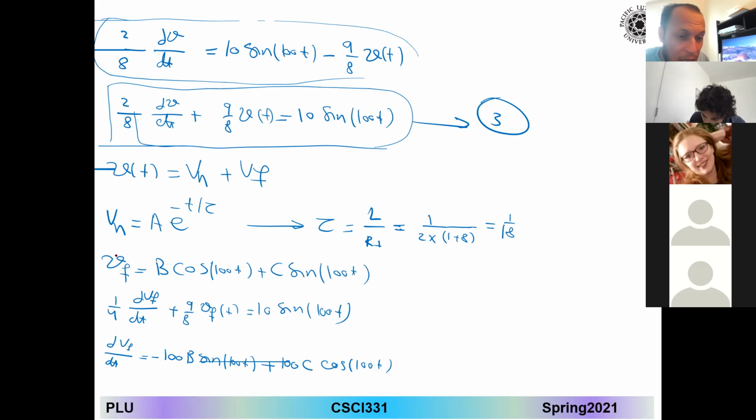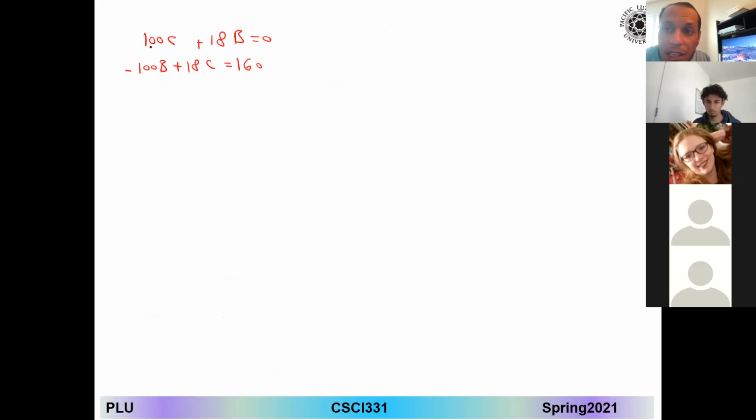Okay. And the second one, here is the sine: minus 100B, cosine part 100C. So you find here's 100C comes from the cosine part. And from here we can find this: 2B equals minus 1.5, C equals 0.279.